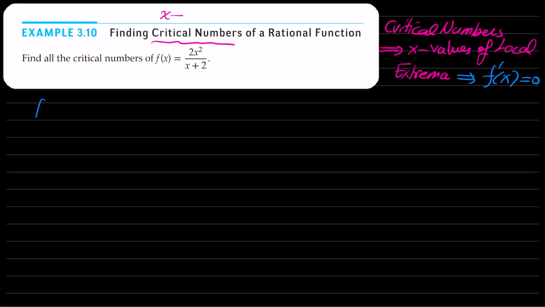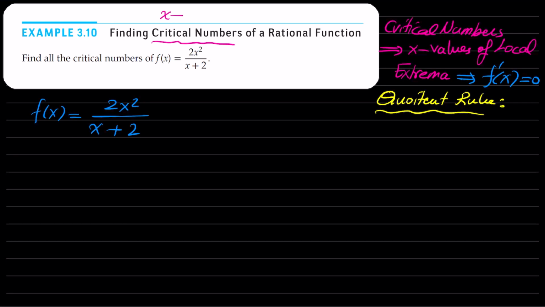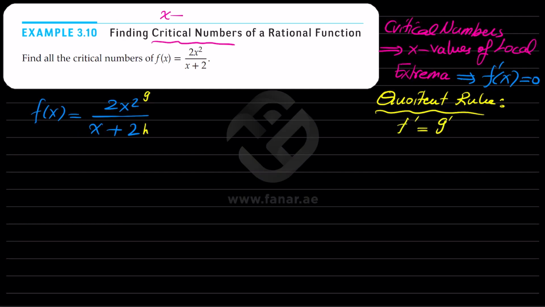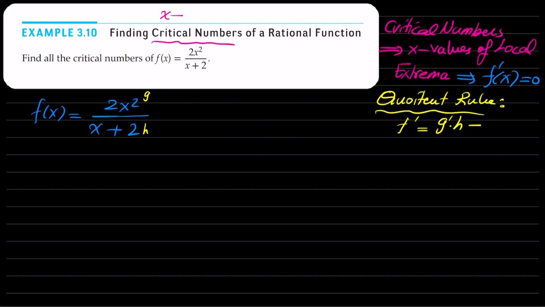Now if you look at f of x equals 2x squared over x plus 2, this is a quotient rule. If this is g and this is h, then f prime is equal to the derivative of g multiplied by h, minus g kept alone times the derivative of h, over h squared, the denominator squared. We took this rule in term 1. We will do it here.